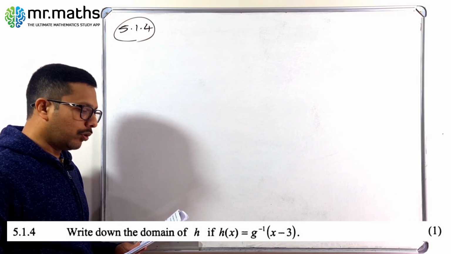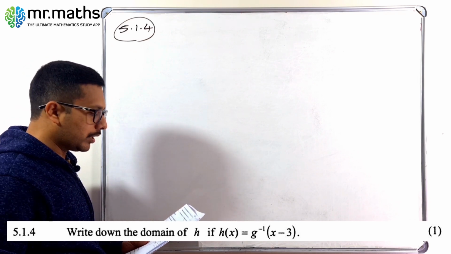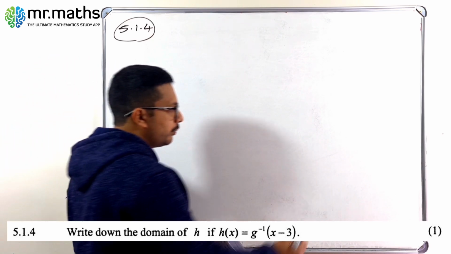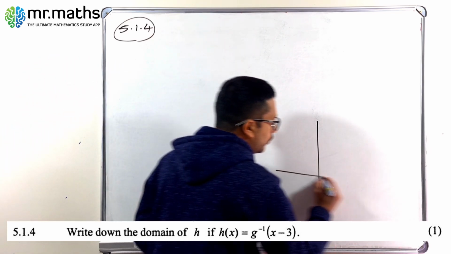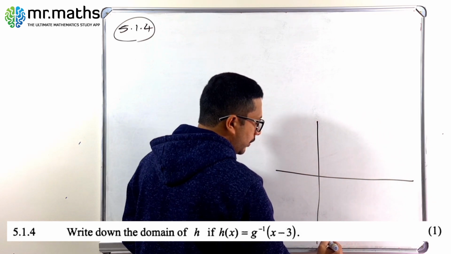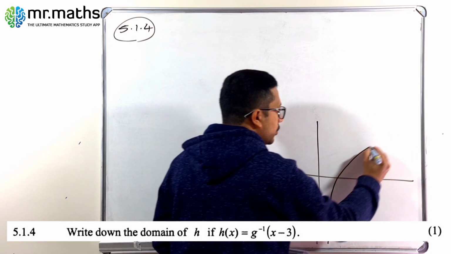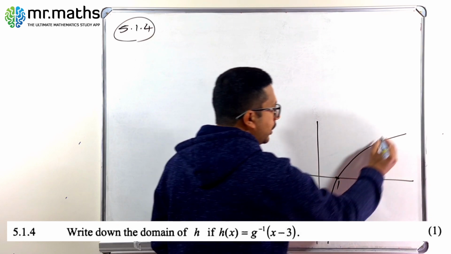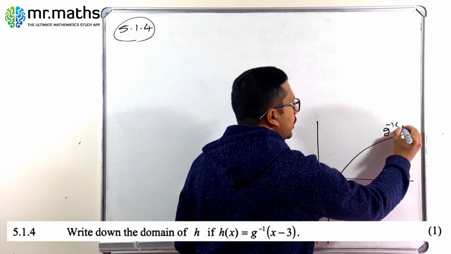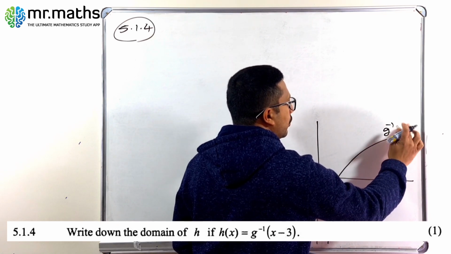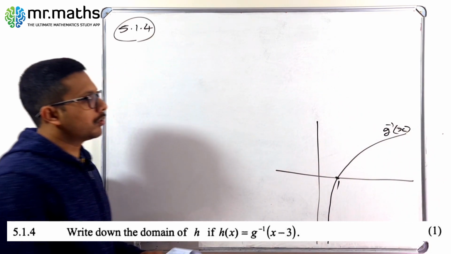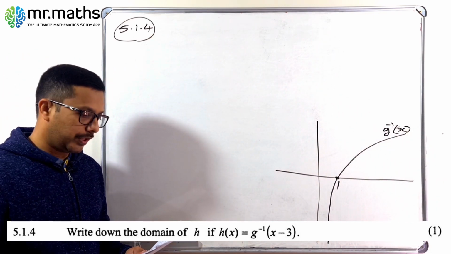Write down the domain of h if h of x is equal to g inverse of x minus 3. So let me draw that graph quickly once more, only the g inverse of x graph. I want only the g inverse of x graph. Okay, so this is the point x is equal to 1, and this is our g inverse of x. So that is our g inverse of x graph.